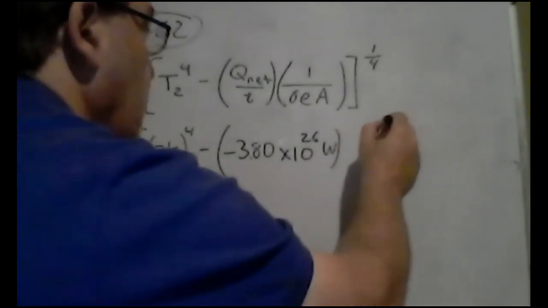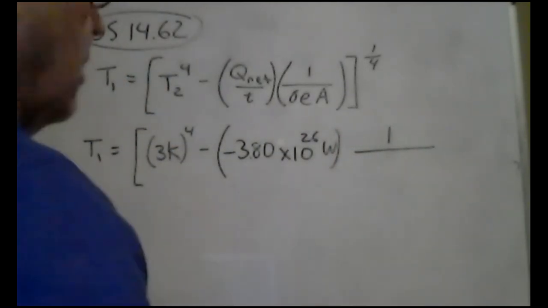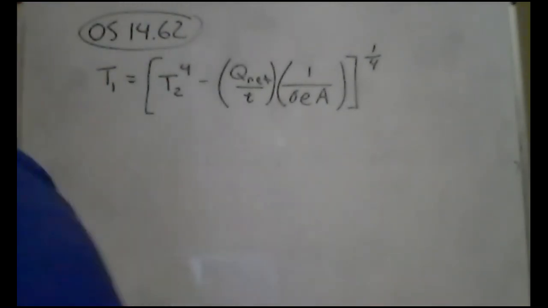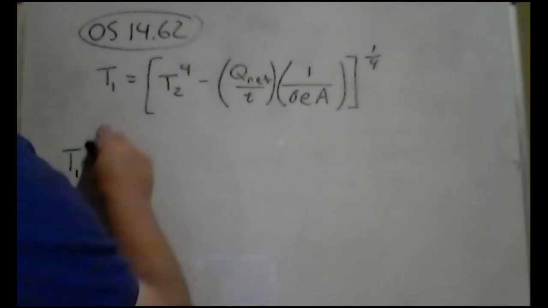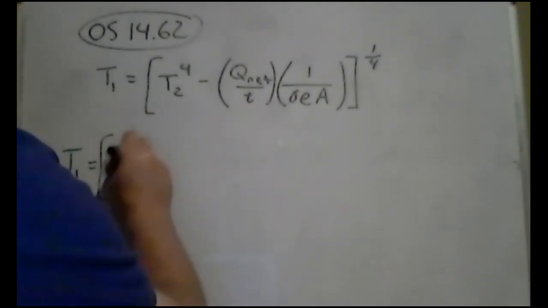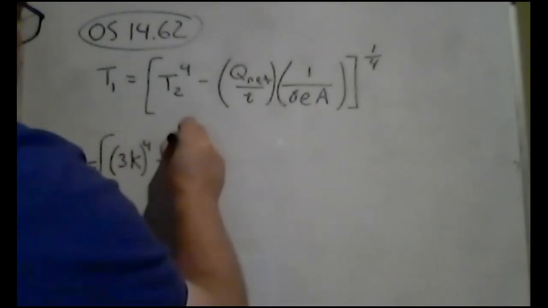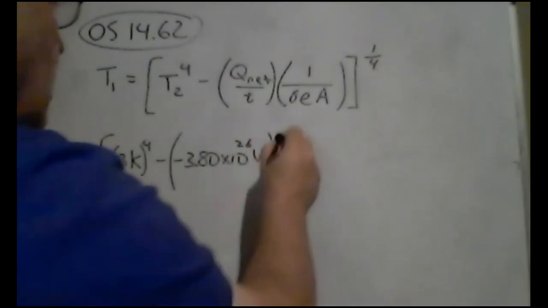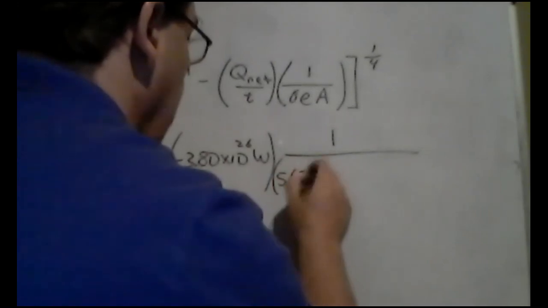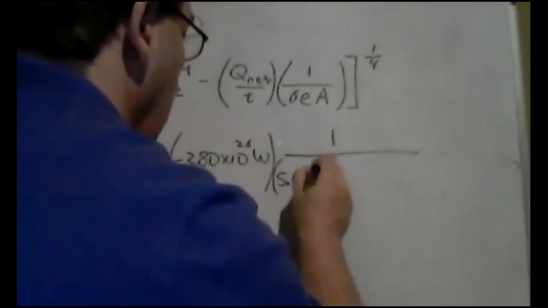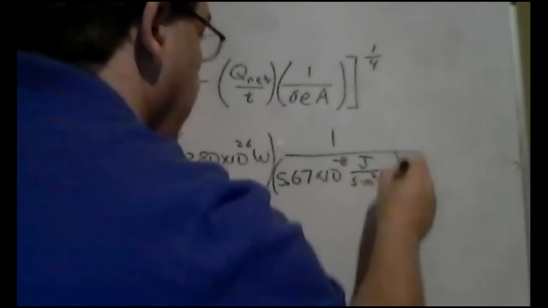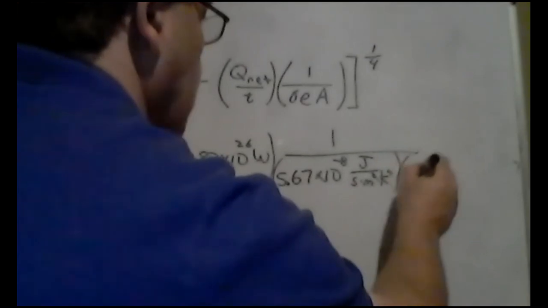All right, and then I have 1 over sigma EA. That's a bunch of stuff. Let me write this small to conserve space. T1, bracket, 3 Kelvin all to the fourth power, minus negative 3.80 times 10 to the 26 watts, times 1 over all of this. The Stefan-Boltzmann constant, 5.67 times 10 to the negative 8 joules per second meter squared Kelvin to the fourth. Emissivity of a perfect black body is 1.0.